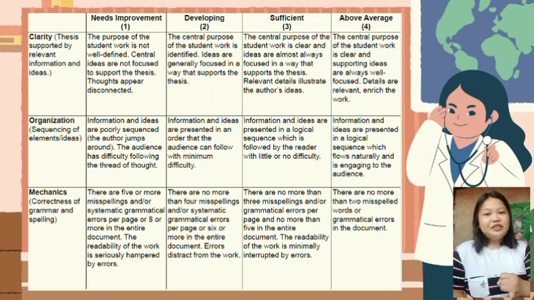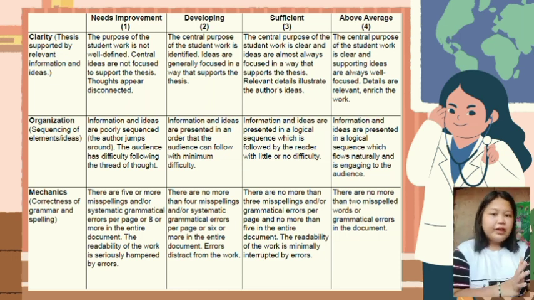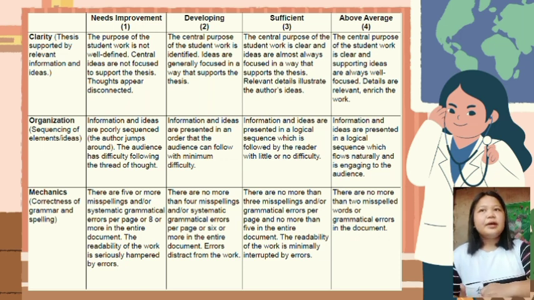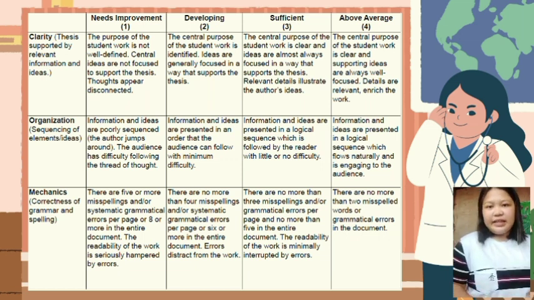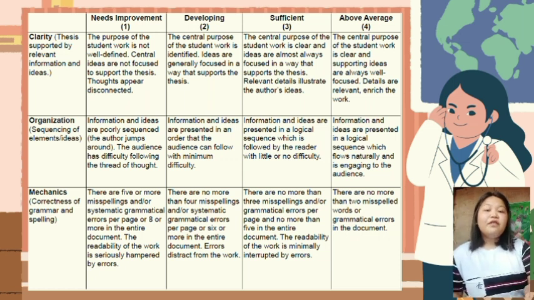So levels of performance, you have needs improving, developing, sufficient, above average, or any levels of performance that you can think of, as well as from presence to absence, or from the lowest ability to the highest ability that a student can attain. Make sure to accompany it with numbers instead of letters, because it is hard to judge and grade students' performance through letters. It is hard to calculate.